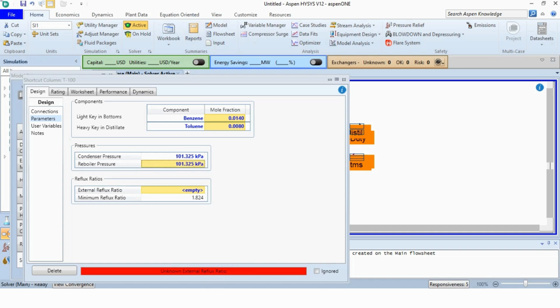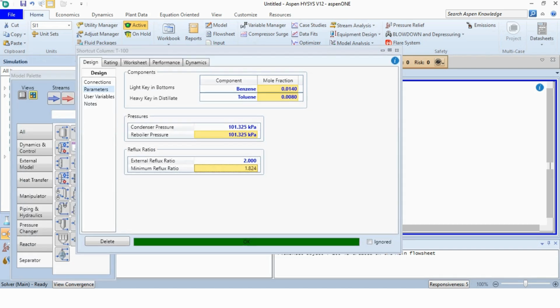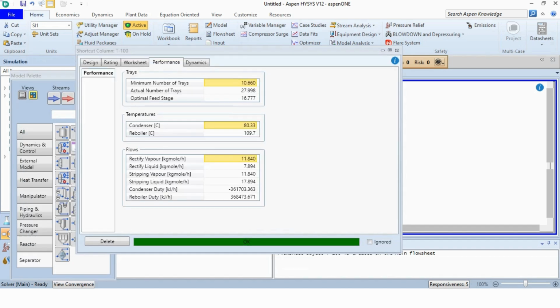And we get the minimum reflux ratio as 1.824. Multiplying it with 1.1, we get the answer of 2. So this is how we simulate the shortcut distillation column. A bit speedy, but obviously we have covered it in our previous videos as well. So we get the minimum number of trays as 10.66, the actual number of trays 27.998, optimal feed stage 16.777. So this was our second part of the video. Now moving to the third part, we will compare the results.